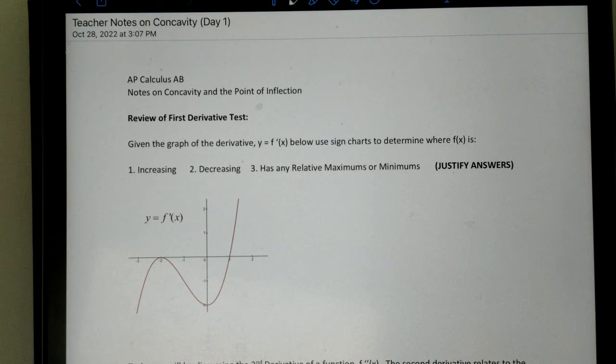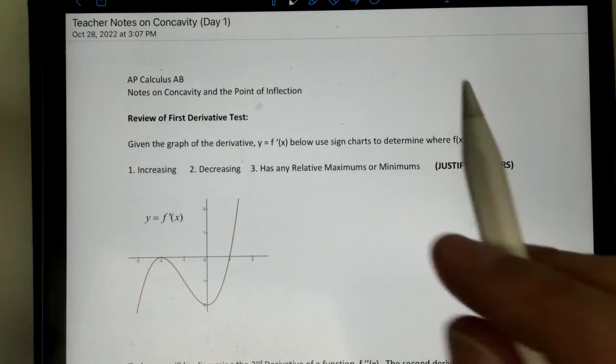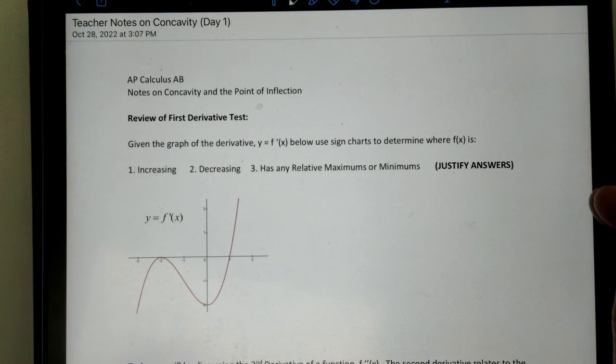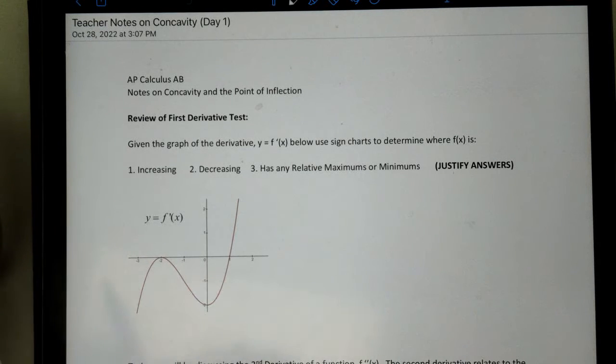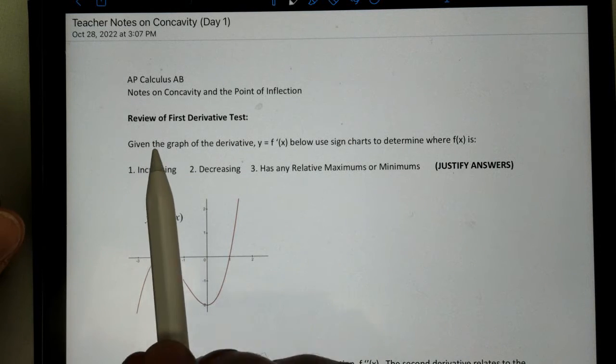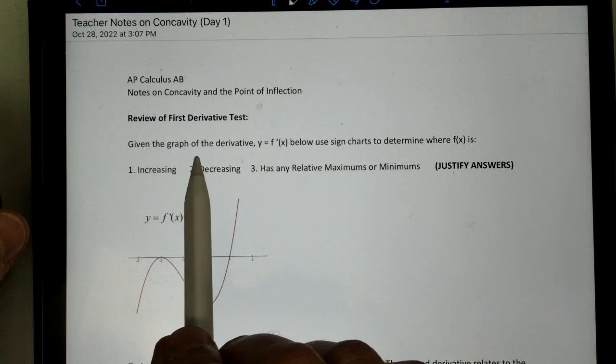Hi, welcome back. Today we're going to be looking at what we call the concavity test of a function. It's very similar to the first derivative test, in which case we're going to be looking for the signs of a function. So let's take a look up here. Before we start, let's review the first derivative test.